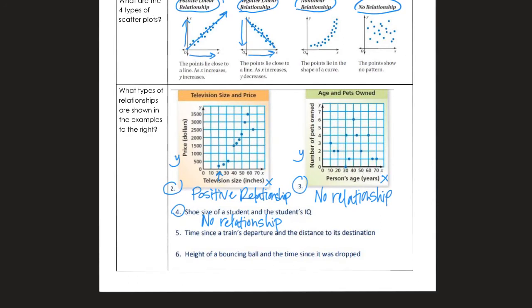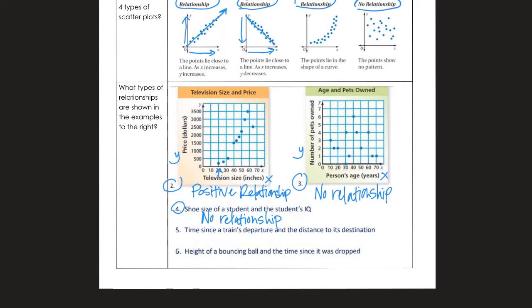Okay, let's look at number 5. Number 5 says, time since a train's departure. So if the train leaves the station, I'm sitting on the train, counting the amount of minutes we've been gone from the station. So that time is going up.